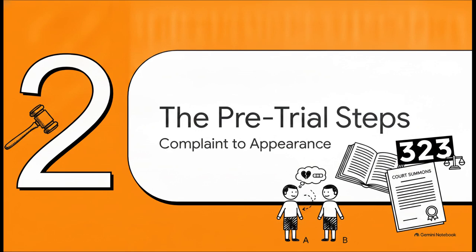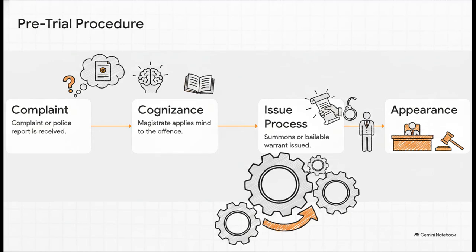Moving right along to part 2, the pretrial steps, from complaint to appearance. Let's ground this in a real-world scenario. Imagine person A complains that person B assaulted them. How does the system kick into gear? Well, step 1 is the initial complaint or police report being filed. Step 2 is taking cognizance. This is a crucial legal step where the magistrate formally applies their mind to the offense, basically saying, yep, we have a valid case here. Step 3 is issuing the process, which usually means sending a summons or a bailable warrant to person B. And step 4 is the actual appearance of the accused in court. The gears of justice are officially turning.